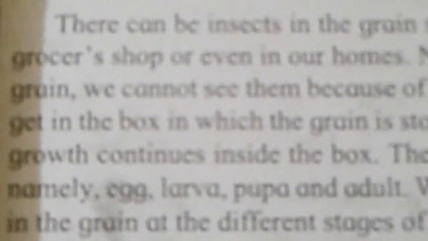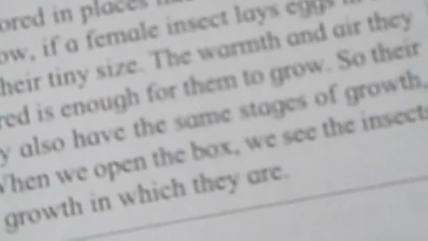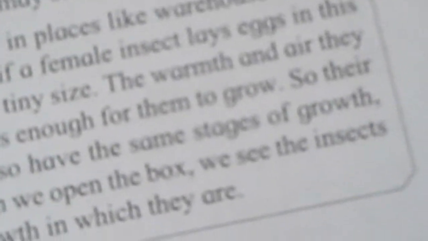There can be insects in grain stored in places like a warehouse, a grocery shop, or even at home. Now, if a female insect lays eggs in this grain, we cannot see them because of their tiny size. We cannot see the eggs in the grain because they are very small. The warmth and the air inside the box in which the grain is stored is enough for them to grow. It is closed and they need moisture, so their growth continues inside the box. It can keep on continuing as long as we do not open it.